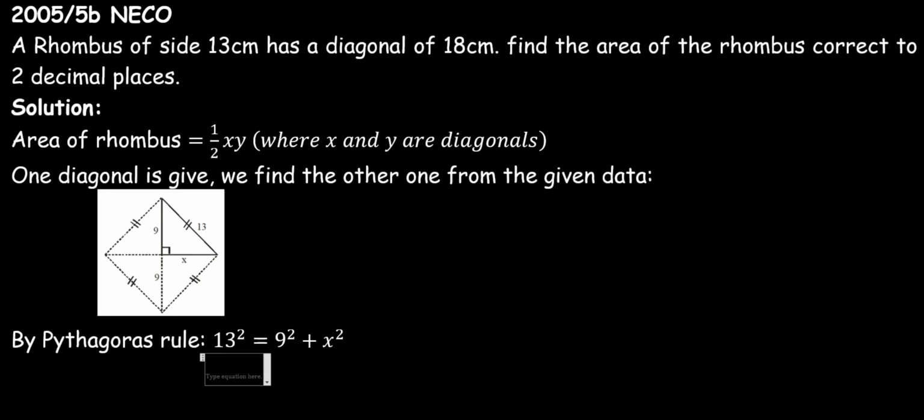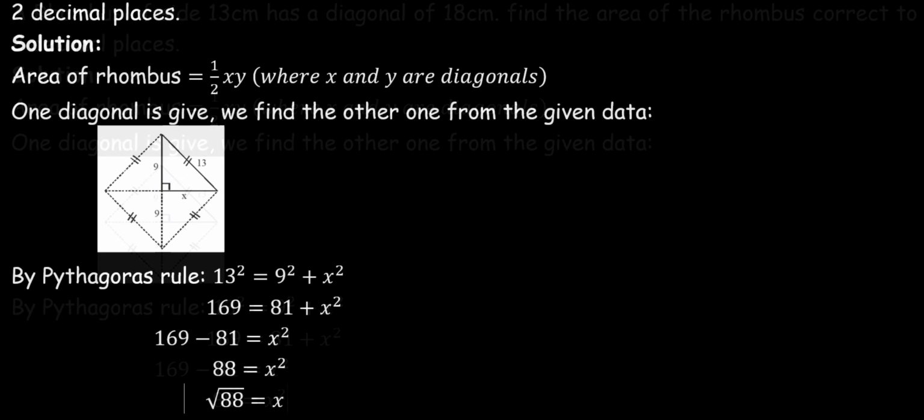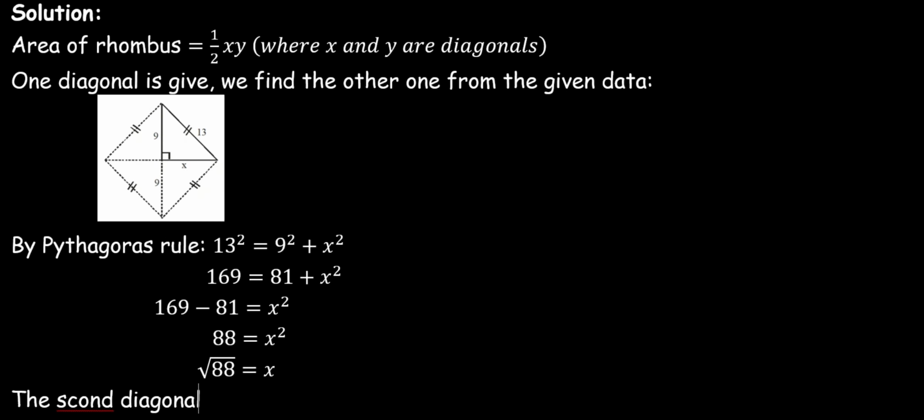And the result is 169 equals 81 plus s squared. Simplifying, we have 169 minus 81 equals s squared. The result is 88 equals s squared, and s will be the square root of 88. The second diagonal is 2 times the square root of 88, which is 9.381, and that will give us 18.762 cm.